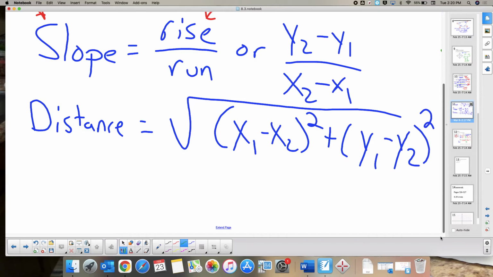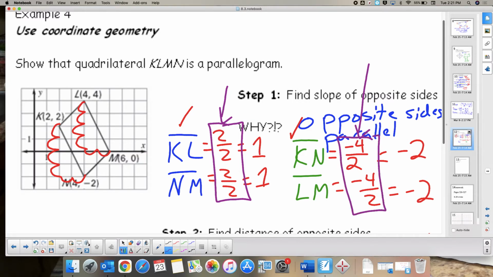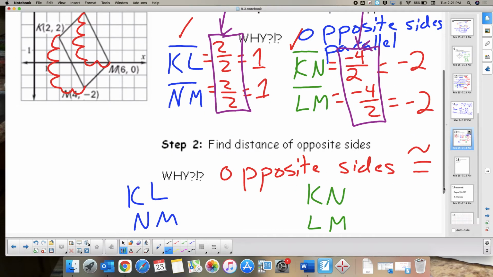However, I've gone over a shortcut a few different times this year. I'm going to review it right now. We've already found the slopes here. We found this slope here, and we found it here. We can use these unreduced slopes to find the lengths. For KL, all I'm going to do is 2 squared plus 2 squared and throw them under the square root symbol. 2 squared is 4 plus 2 squared, which is 4. We get the square root of 8.